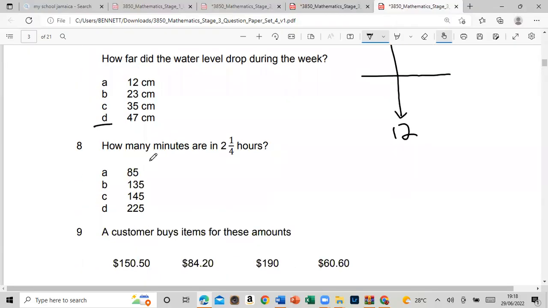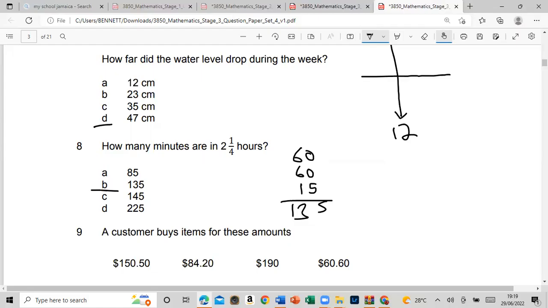How many minutes are there in 2 1/4 hours? First of all, 60 minutes make 1 hour, so it will be 60 plus 60. That's the 2 hours, 1 hour, 2 hours. A quarter of 60 is what? 15. So that's 15 minutes. So 5 and 5, 6 and 6, 12, and that's right. So that's 135. Alright, let's move on to 9.